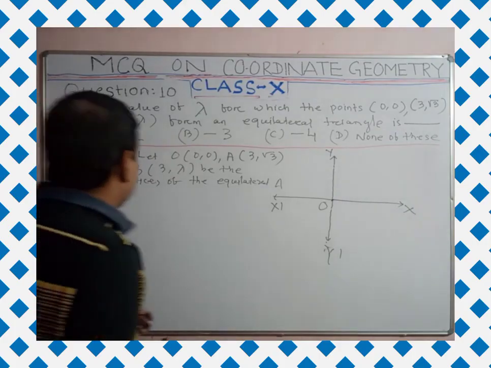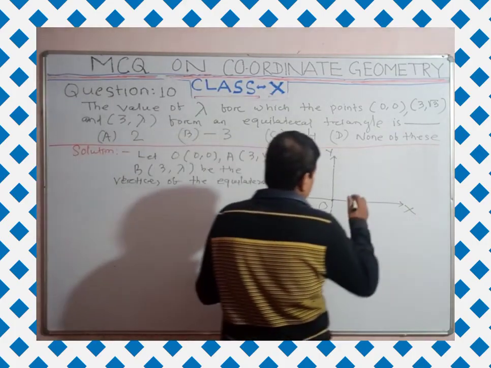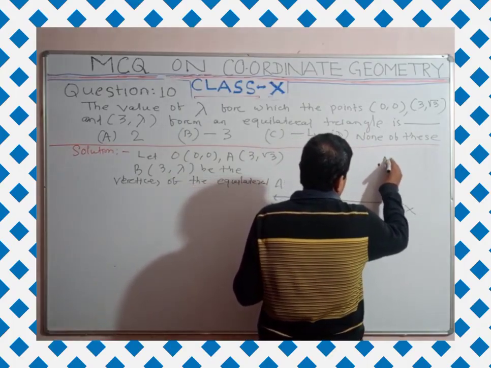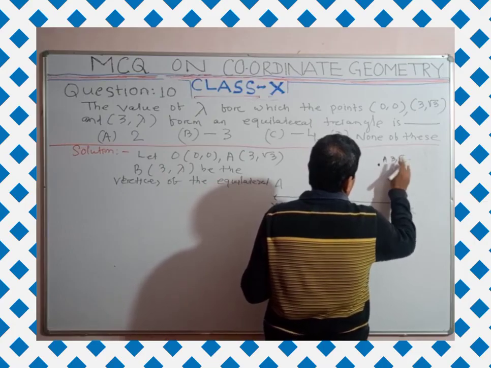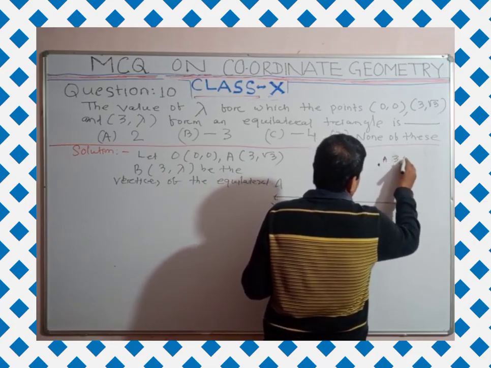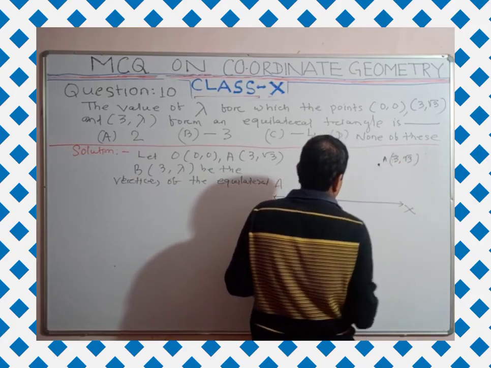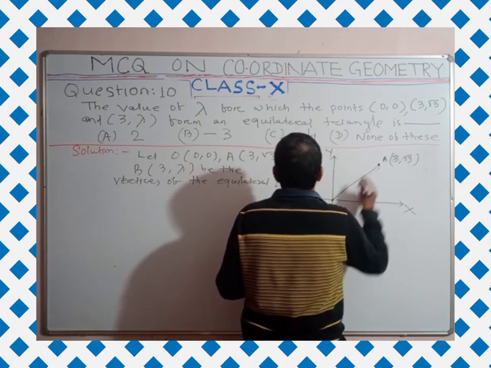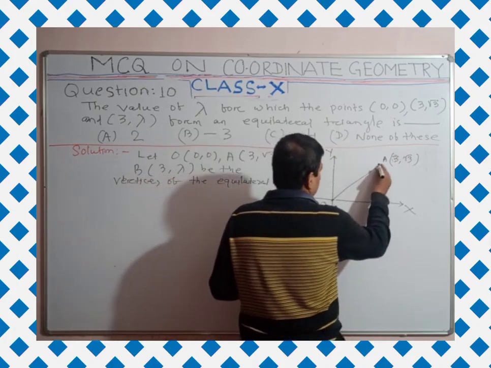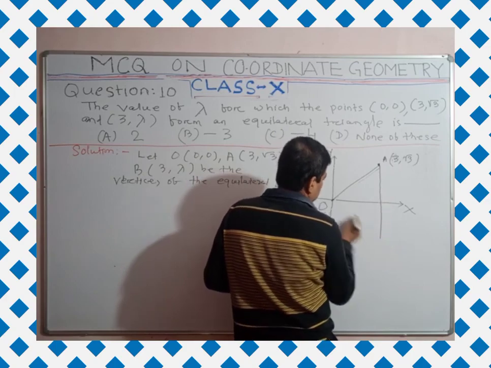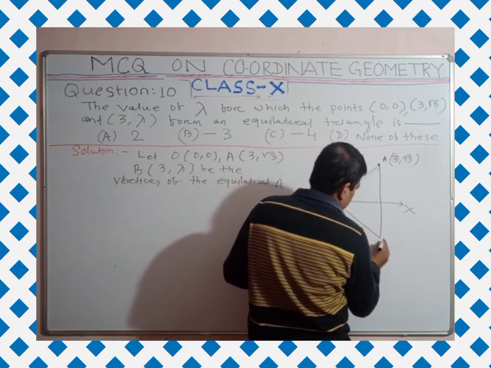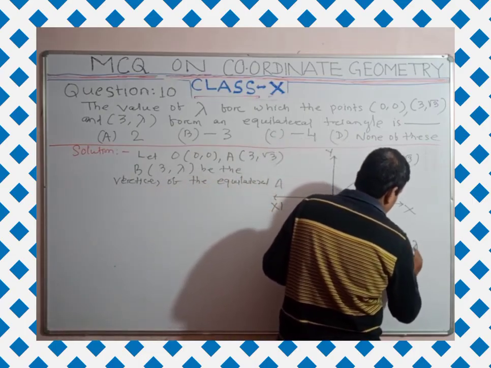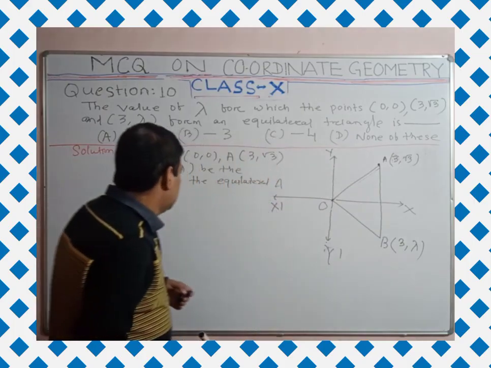Okay, and here the vertex A is 3, root 3. Let us say this point is 3, root 3. Understand? So this is an equilateral triangle, and the third vertex B has coordinate 3, lambda. Let us draw here an equilateral triangle. So let the vertex be B, and what is its coordinate? 3, lambda. Okay, so here OAB is an equilateral triangle.